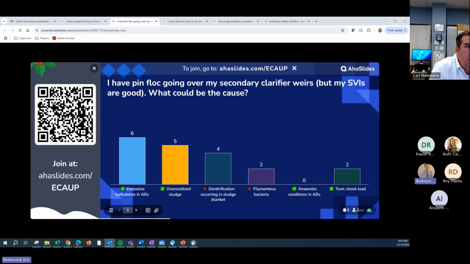And then toxic shock load. I would say generally most plants don't have toxic shock loads. But what ends up happening when you have it is your bacteria, for one reason or another, are either getting killed or they can't get enough food to grow. And so they don't want to be in a flock anymore. They start to go out on their own to try to get food and survive.